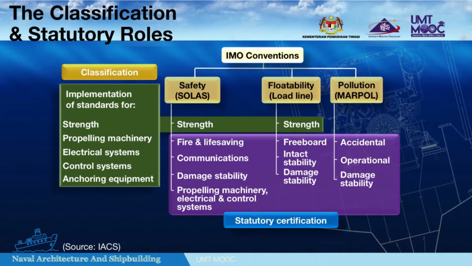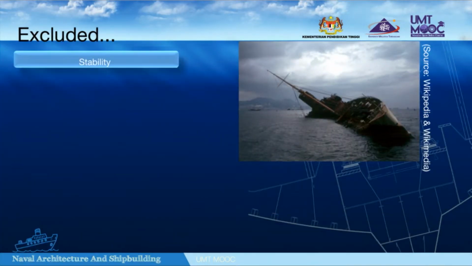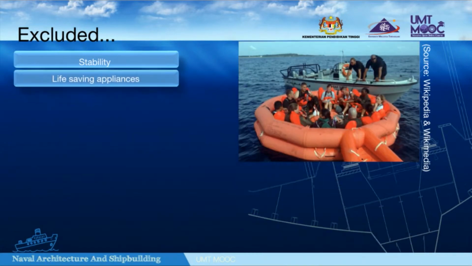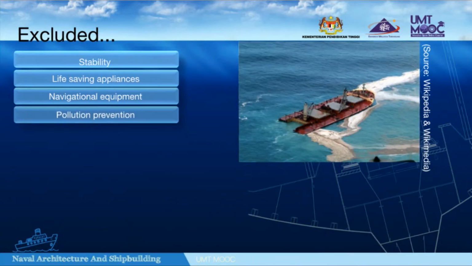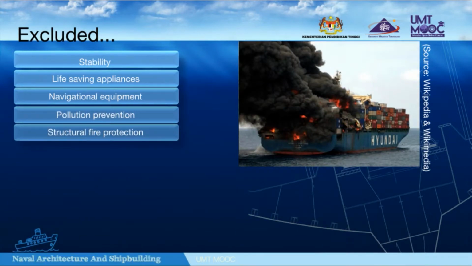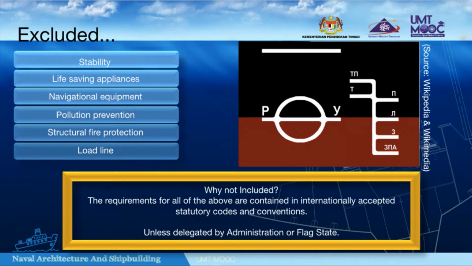What do the classification rule and regulation not cover? Stability, life-saving appliance, navigational equipment, pollution prevention, structural fire protection, then load line. Why not? Because the requirements for all these above are contained in international accepted statutory code and convention, unless delegated by administration or flag state.